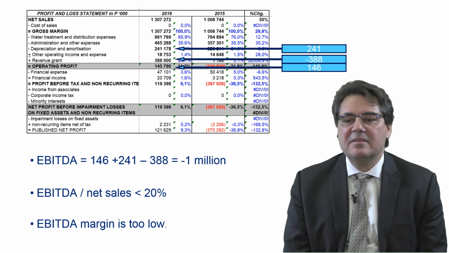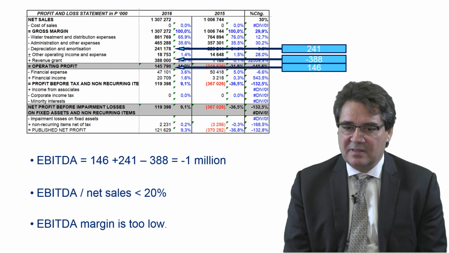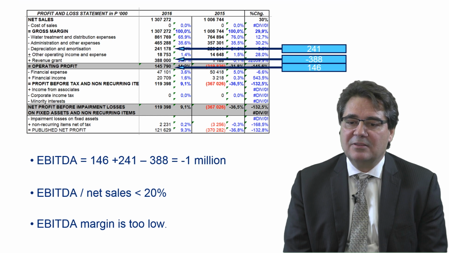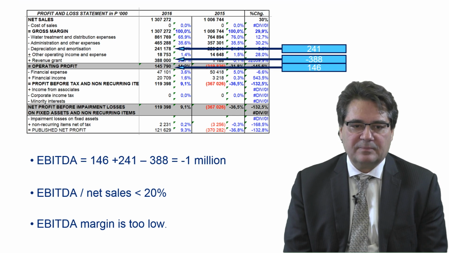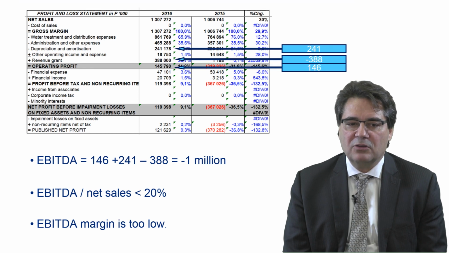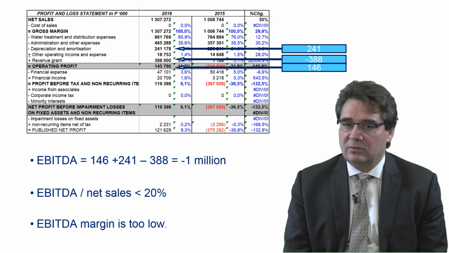Bear in mind that EBITDA margin is considered to be the cash operating profit margin of a business before capital expenditure, taxes, and capital structure are taken into account. A low EBITDA margin indicates that the business has profitability problems as well as issues with cash flows. The ratio EBITDA to net sales is less than 20%. So we can conclude that EBITDA margin is too low.